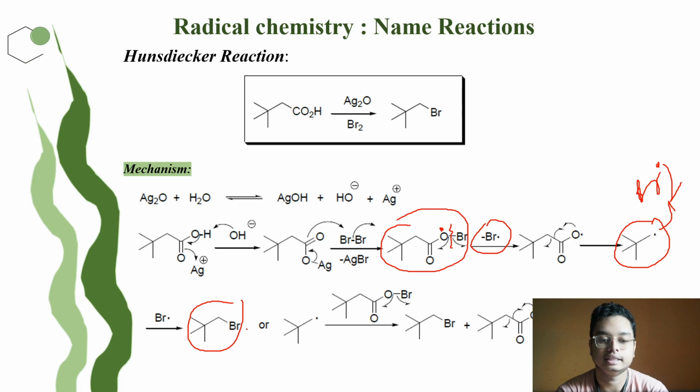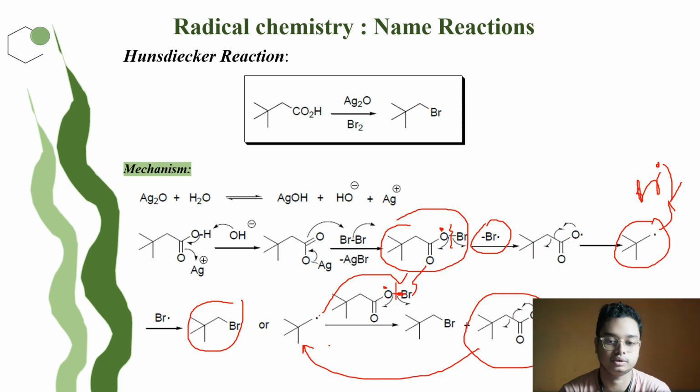Or we can say that this radical, if present in excess amount, will directly act as a propagation step, initiating the bond breaking between this O and Br. It will take the Br, leaving this radical there, and this radical will again go through the decarboxylation pathway to regenerate this radical. So we can say that a chain reaction continues from here.